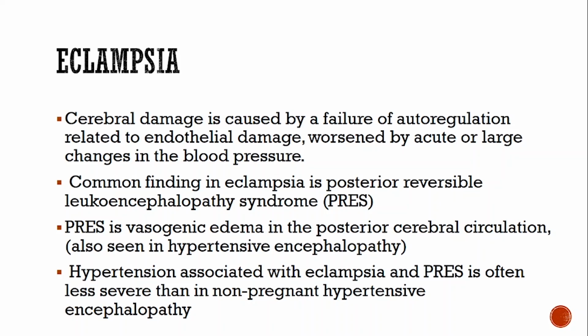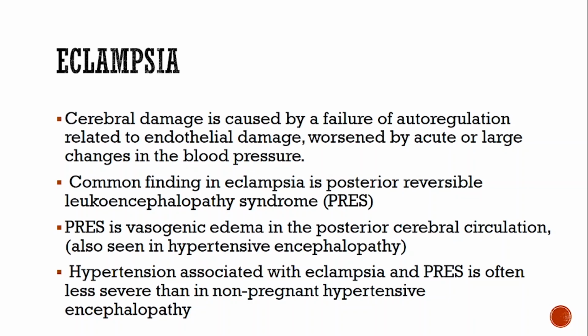A common finding in eclampsia is the posterior reversible leukoencephalopathy syndrome, PRES. This is very important, and once this is seen, it is almost eclampsia until proven otherwise. PRES is a vasogenic edema of the posterior cerebral circulation. It can also be seen in hypertensive encephalopathy. But one must note that hypertension associated with eclampsia and PRES is often less severe than in non-pregnant hypertensive encephalopathy. So whether the patient is pregnant or not is very important in the management of this outcome. Now, risk factors for eclampsia.